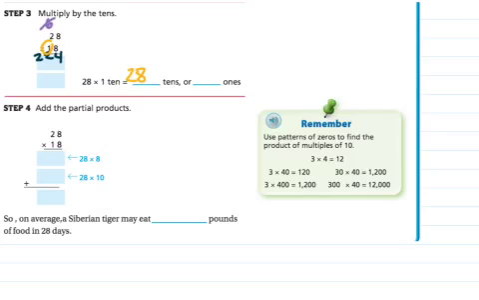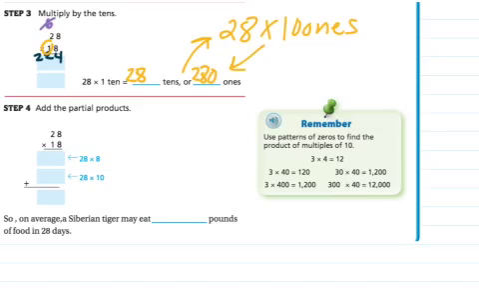28 tens, or 280 ones. And remember, boys and girls, 1 ten is the same as 28 times 10 ones, which is how they got 280 there. So we are going to write 280 here, and we're going to move on to the next step. Step 4 says add the partial products.